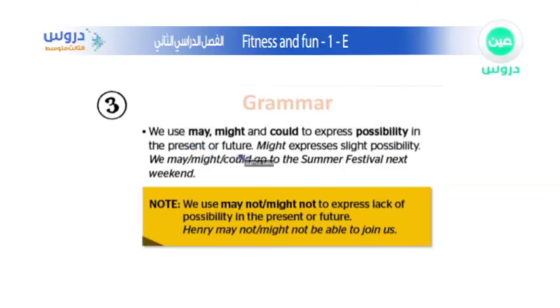In the present or future, might expresses slight possibility. Slight, very small. We may, might, could. We may go to the summer festival next weekend. There is a slight possibility. We use may not or might not to express lack of possibility in the present or future. Henry may not or might not be able to join us.